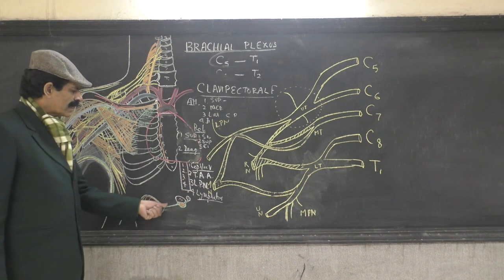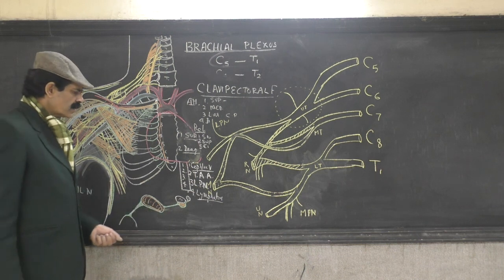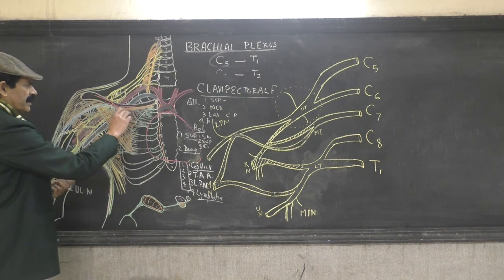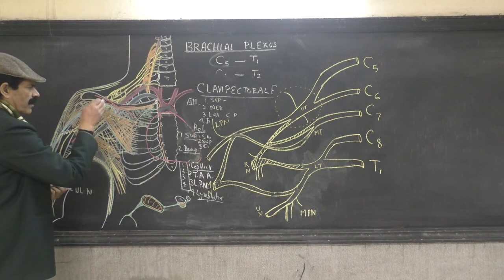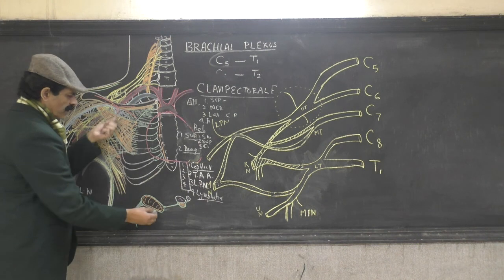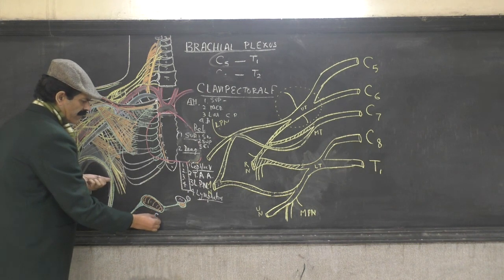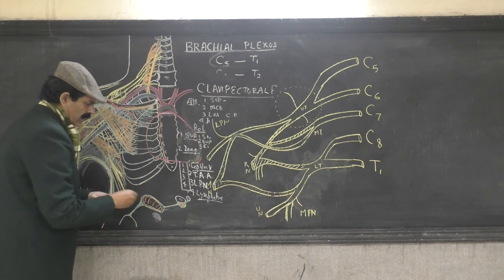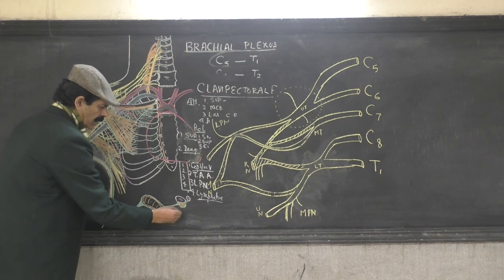So in the diagram, how can we show the clavipectoral fascia? It is pierced by four structures. First is the deep relation. When we cut the clavipectoral fascia from here and here and remove it, what lies below is the medial most structure, the axillary vein, and this axillary vein is surrounded by the apical group of the lymph nodes, which are interconnected.